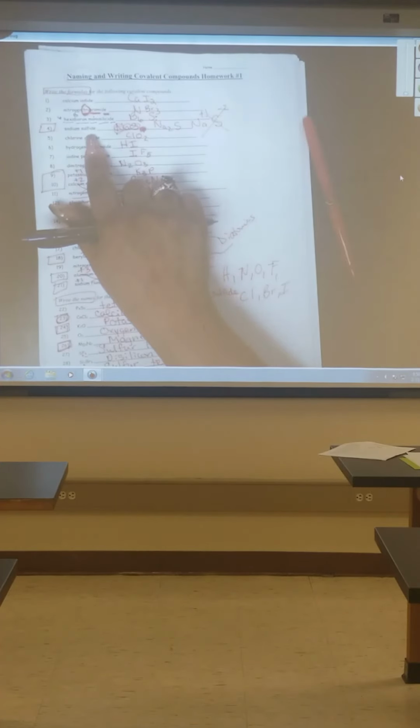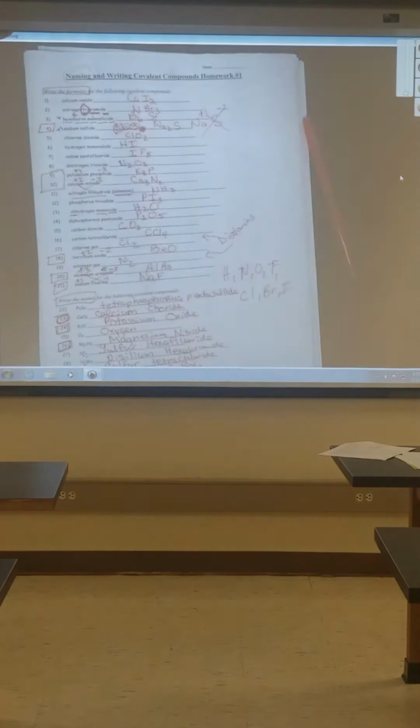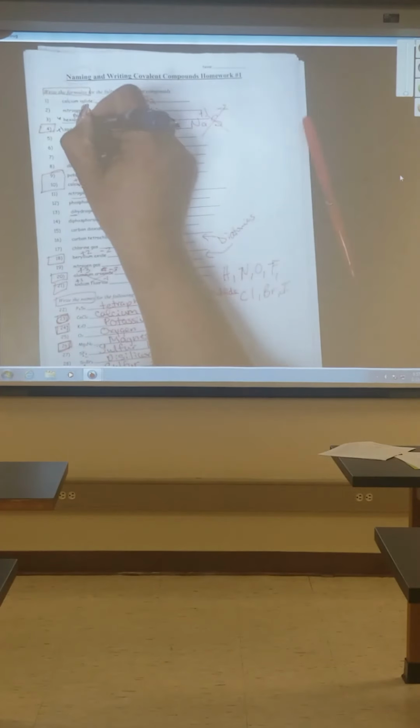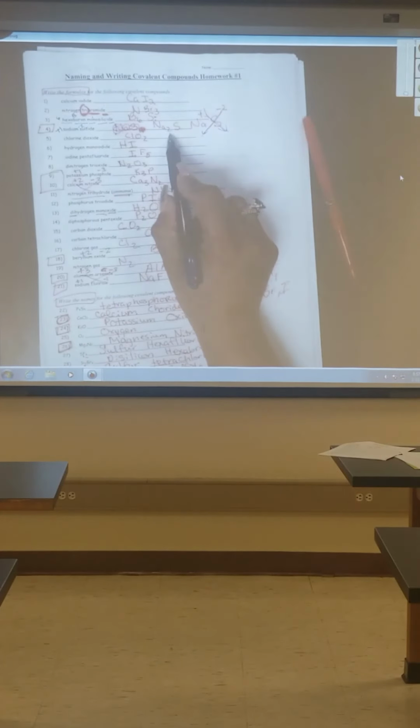Sodium sulfide. Sodium is a metal. Sulfide: sulfur is the second name, and there's a suffix at the end, ide. I've got to crisscross them. Sodium is in group 1, so that's a +1 charge. Sulfur is in group 16, so that's a -2 charge. When I crisscross them over, that's how I get Na2S.